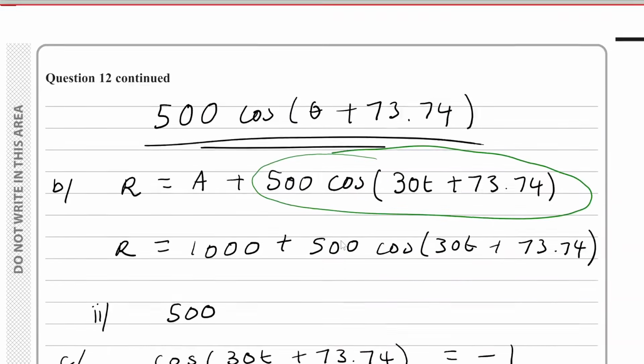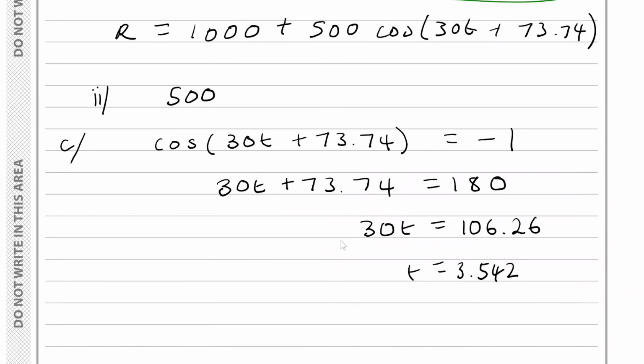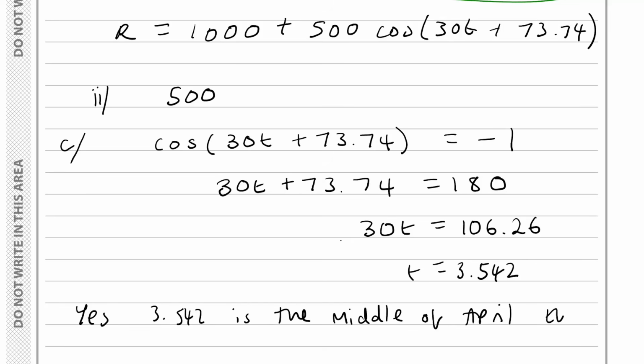So it is the middle of April, 3.5 months since the start of the year: all of January, all of February, all of March, that's 3 months, half of April, so yes. 3.542 is the middle of April. The model seems to be suitable.